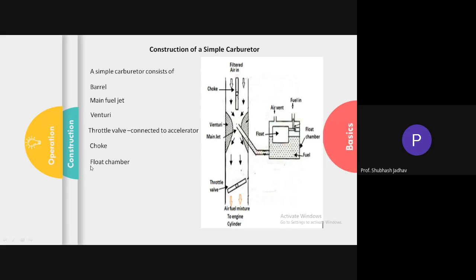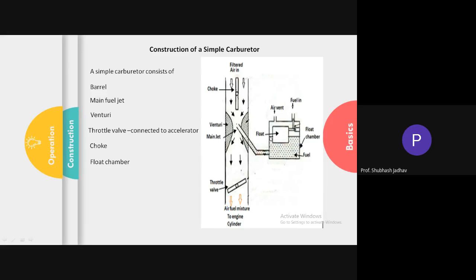We have a float chamber. This particular container is what you call a float chamber. Okay, and in the float chamber we have the fuel. So always there will be some amount of fuel in the float chamber, and the level of fuel in this float chamber has to be always maintained properly.